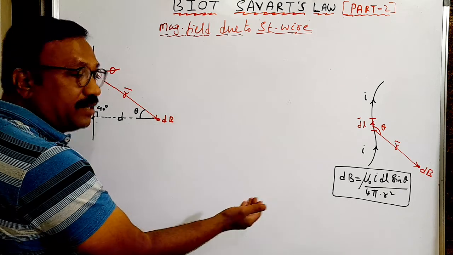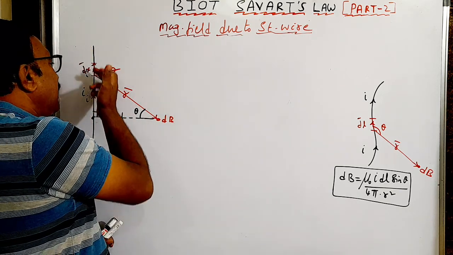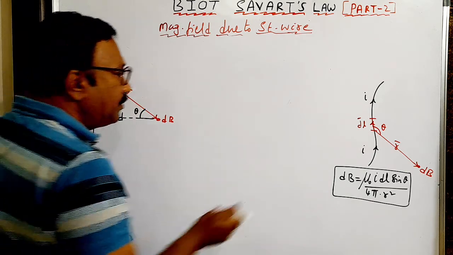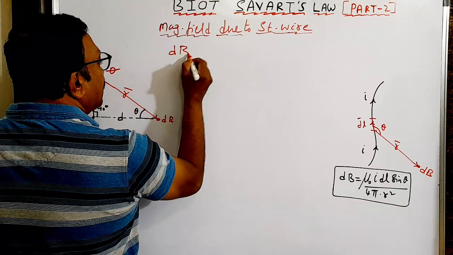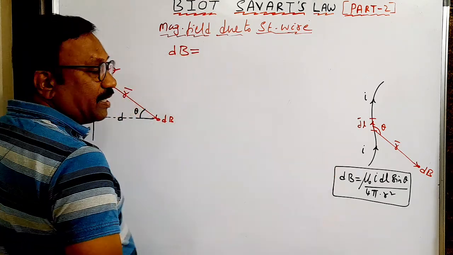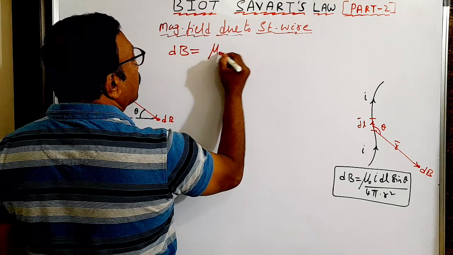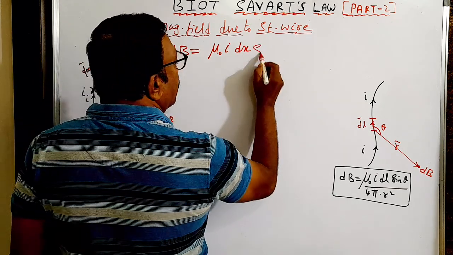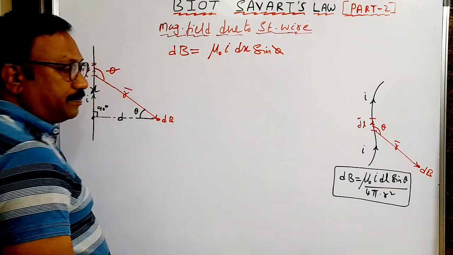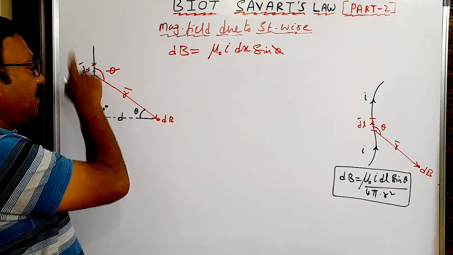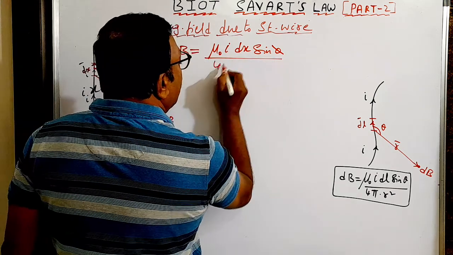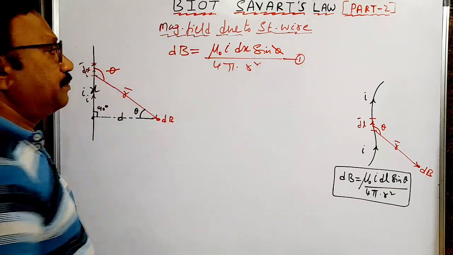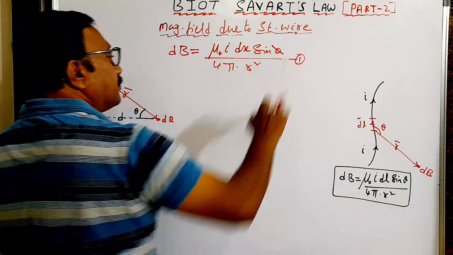dB is the magnetic field due to the current element dx. Then according to Biot-Savart, dB is given by mu naught I dl, here dl means dx, sin theta, where sin theta means sin phi because I have taken phi as the angle between r bar and dx, divided by 4 pi r square. Let it be equation 1.